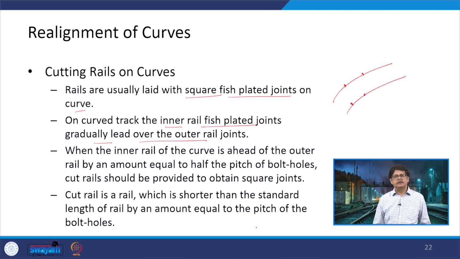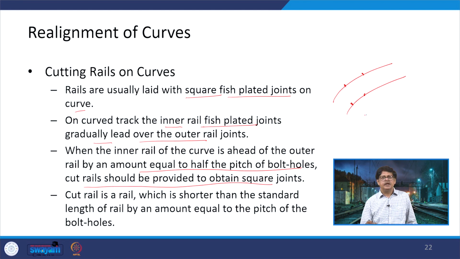When the inner rail on the curve is ahead of the outer rail by an amount equal to half the pitch of the bolt holes, the cut rails should be provided to obtain a square joint. A square joint means the joints are coming in front of each other. So, when they are coming in front of each other, if there is a difference equivalent to the pitch of the bolt holes, now this is the governing factor here. So, we provide a closer rail or a cutting rail here, so that they come together.